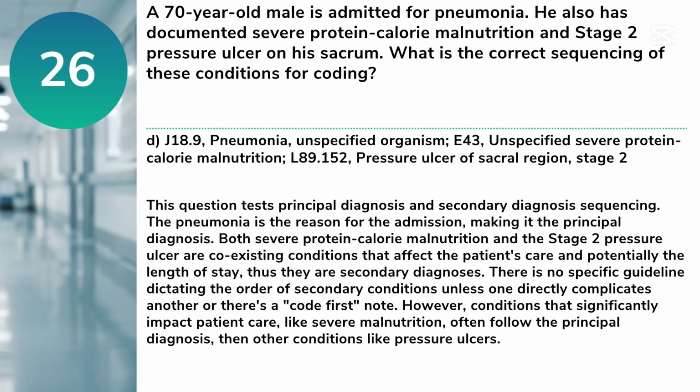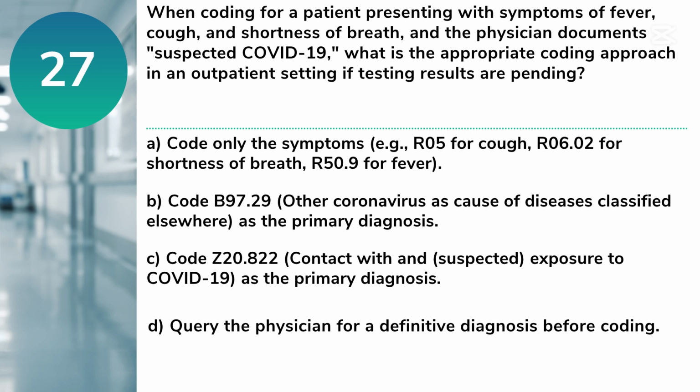There is no specific guideline dictating the order of secondary conditions unless one directly complicates another or there's a code first note. However, conditions that significantly impact patient care, like severe malnutrition, often follow the principal diagnosis, then other conditions like pressure ulcers. Question 27.